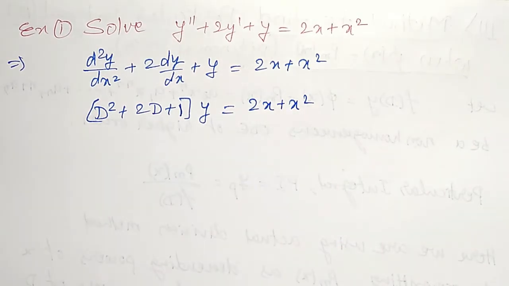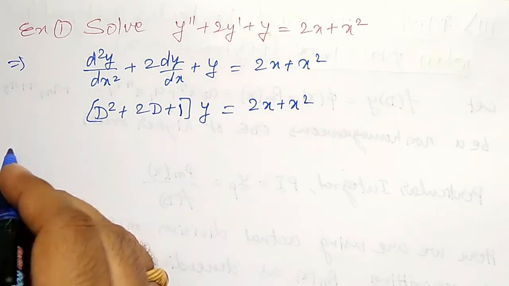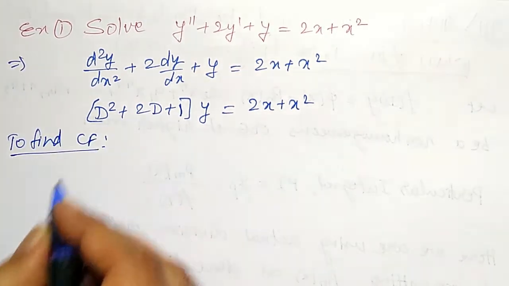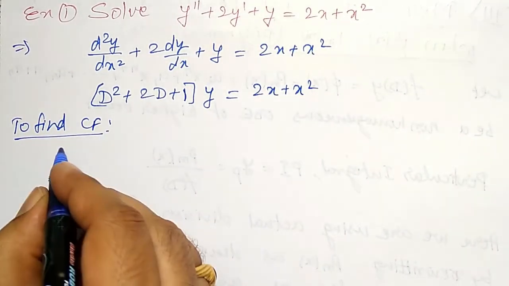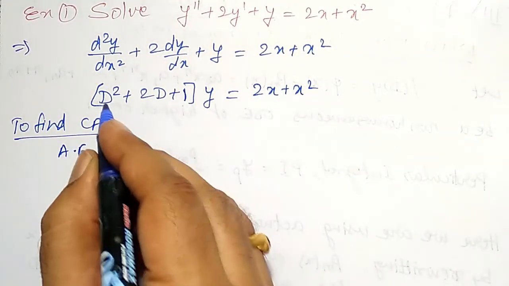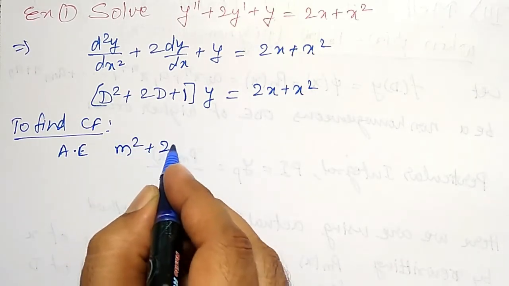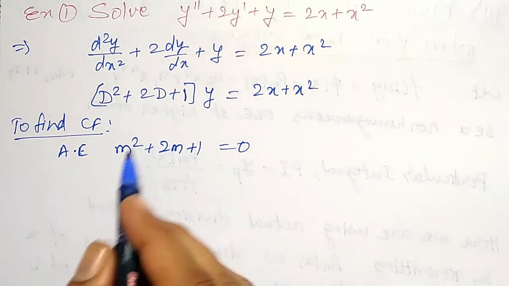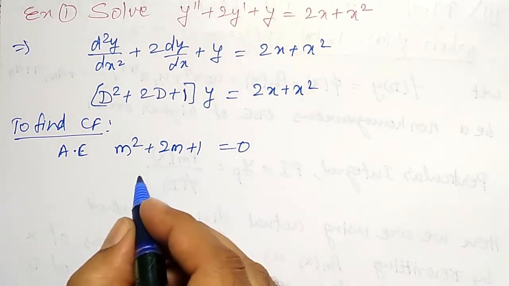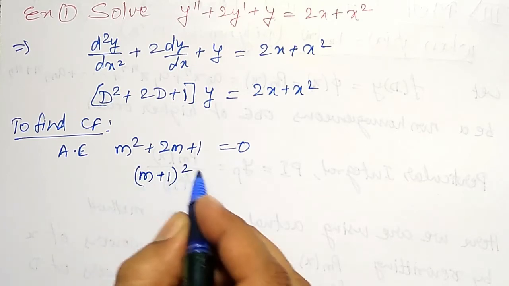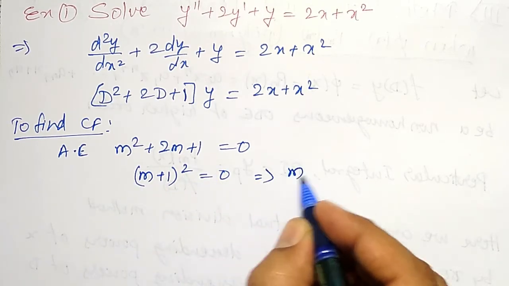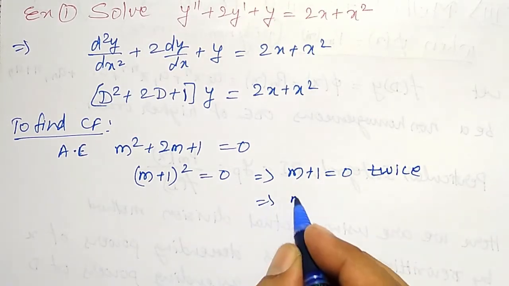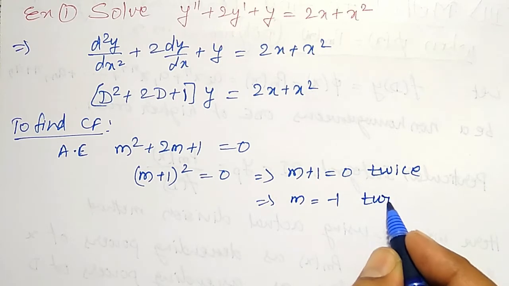Now I have to find out CF first. For the complementary function, I will get the auxiliary equation by replacing d by m, that is m square plus 2m plus 1 equal to 0. You can observe this is a perfect square, (m plus 1) the whole square equal to 0, which implies m plus 1 is equal to 0 twice, or m equal to minus 1 twice.